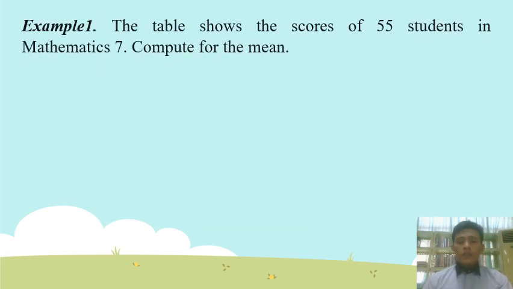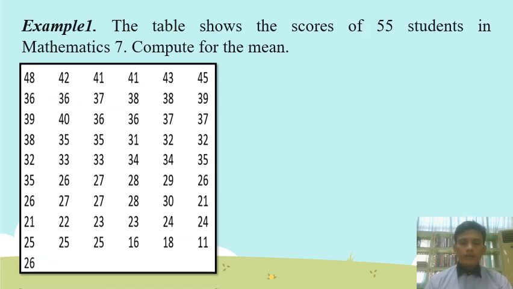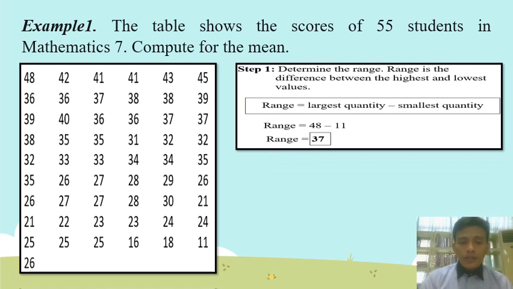Example number 1. The table shows the scores of 55 students in Mathematics 7. We need to compute for the mean. If this will be our given data, first step, we need to get the range. In getting the range, that will be largest quantity minus smallest quantity. Where can we find the largest quantity? The largest quantity is 48, and the smallest quantity is 11. So 48 minus 11 is 37. Therefore, the value of our range is equal to 37.